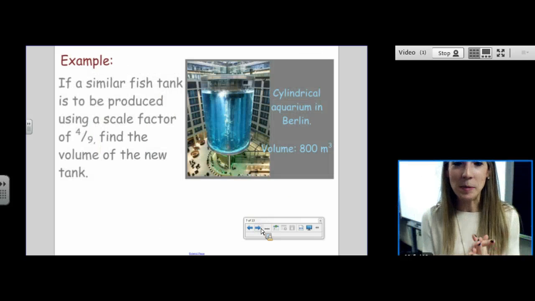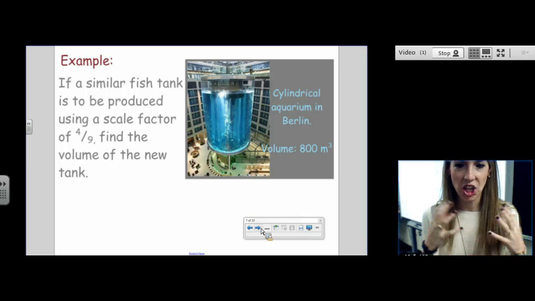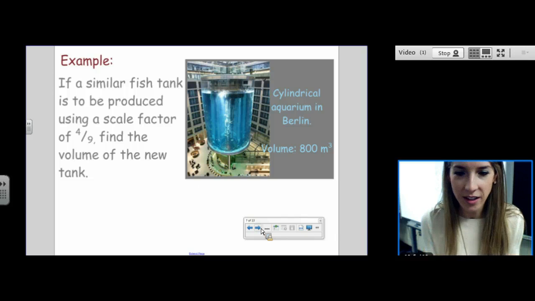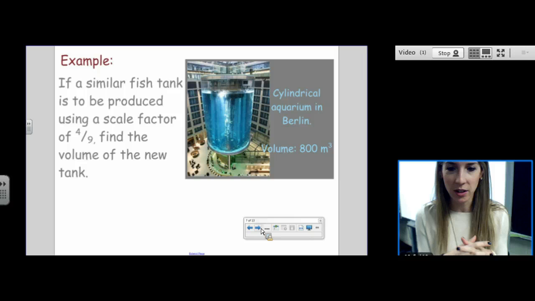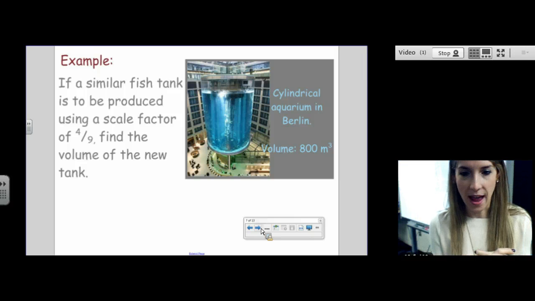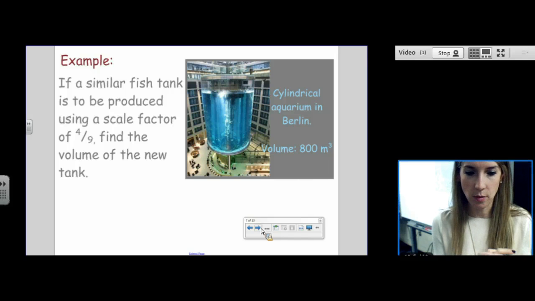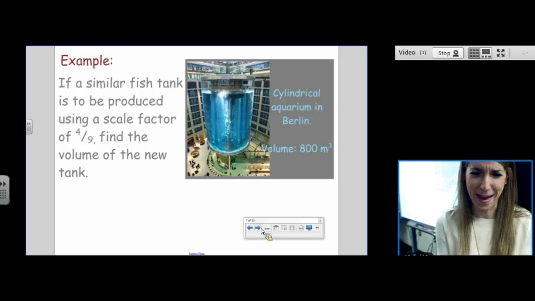All right, isn't that a beautiful aquarium? Look at that. That's in Berlin. It's a huge cylindrical, that's a fun word, a huge cylindrical aquarium in Berlin. The volume of that aquarium is 800 cubic meters. 800 cubic meters. Almost the size of my bed.